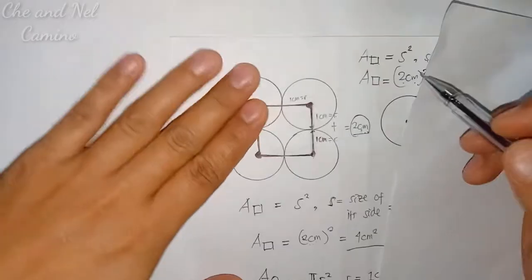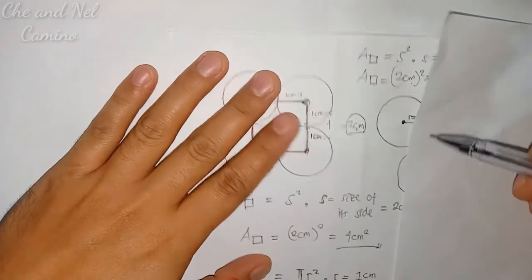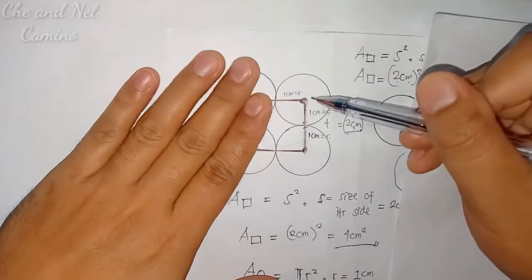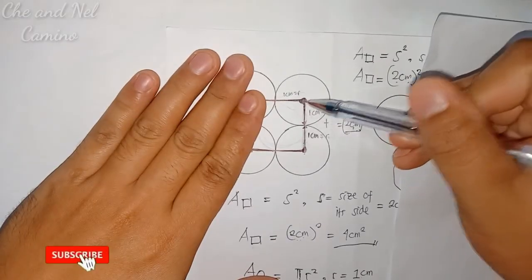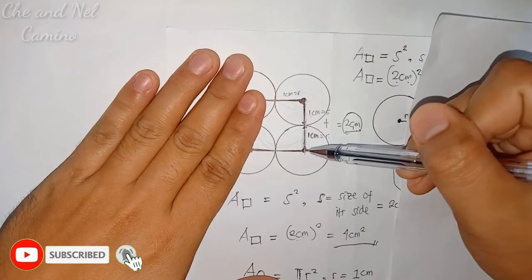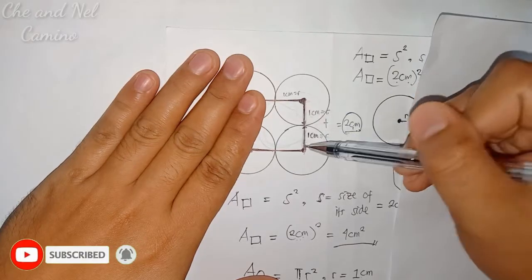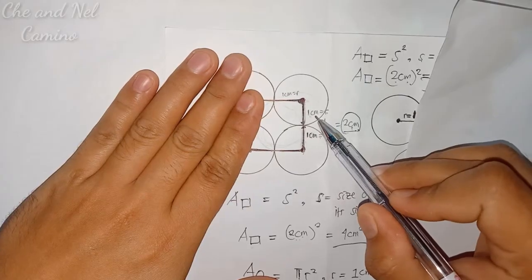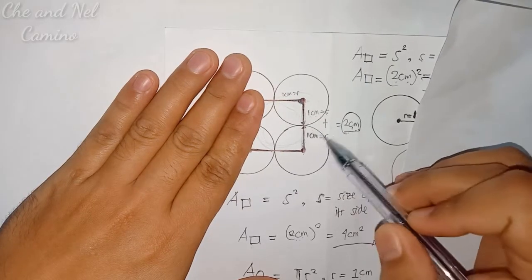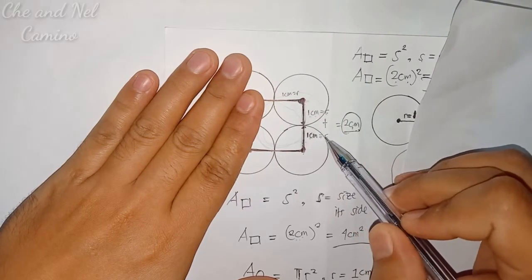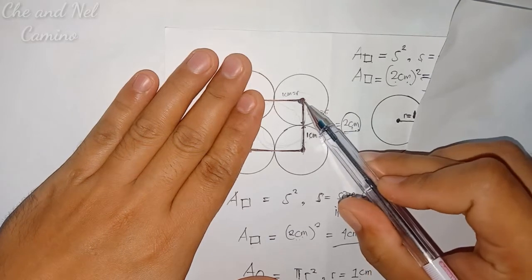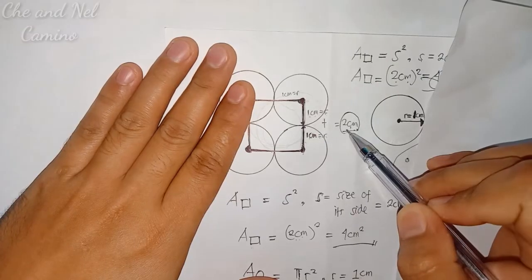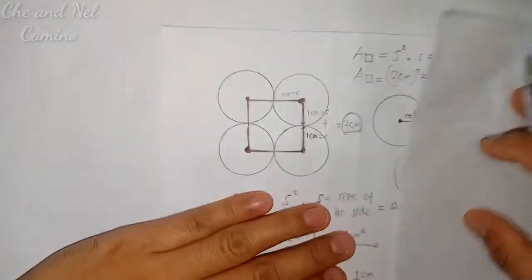Logically, we can connect these two points to get one side of a square. From this point to this point is 1 centimeter, and from this point to this point is another 1 centimeter. That means the side of our square is 2 centimeters. I think that is clear.